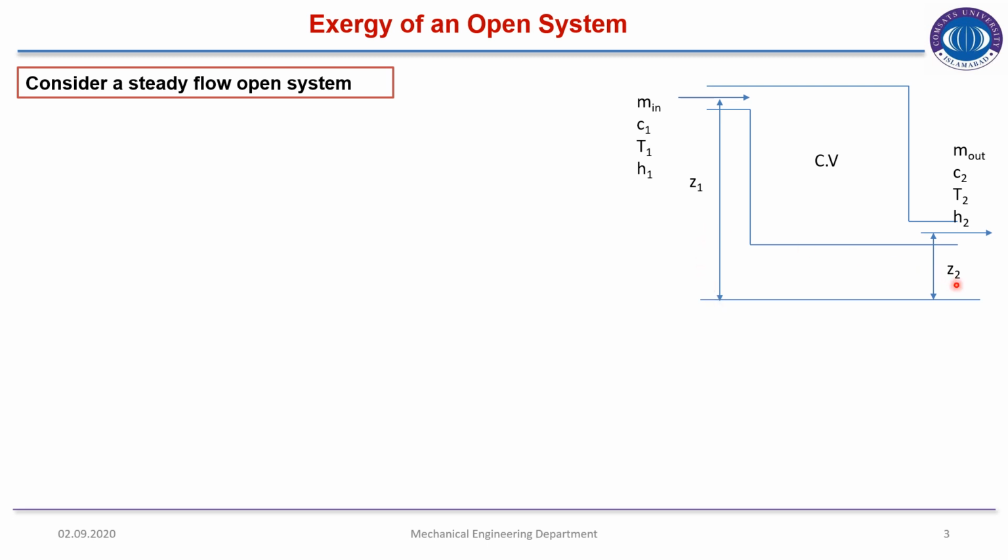And Z1 and Z2 are the elevations, that is the mean elevation at the inlet and the mean elevation at the outlet. So Z1 is the height at the inlet and Z2 represents the mean height or mean elevation at the exit.